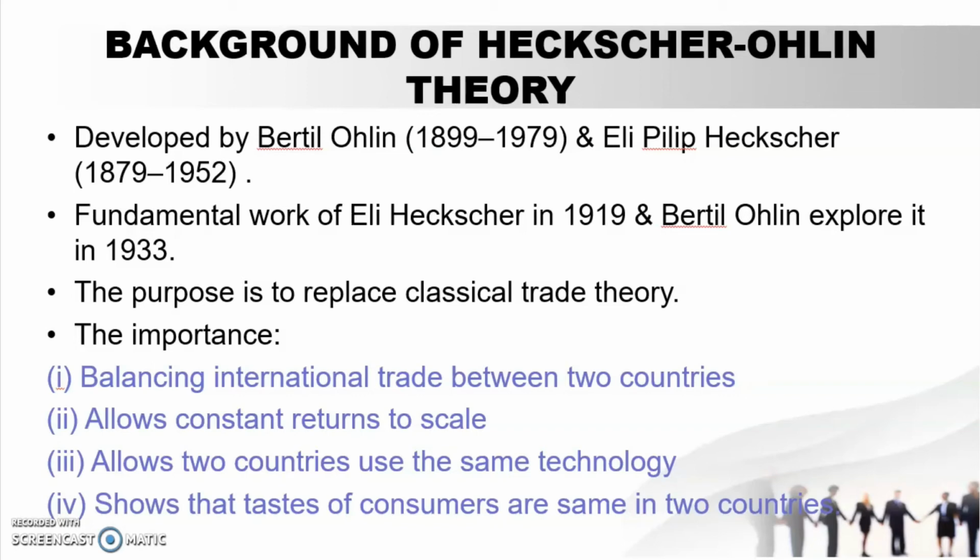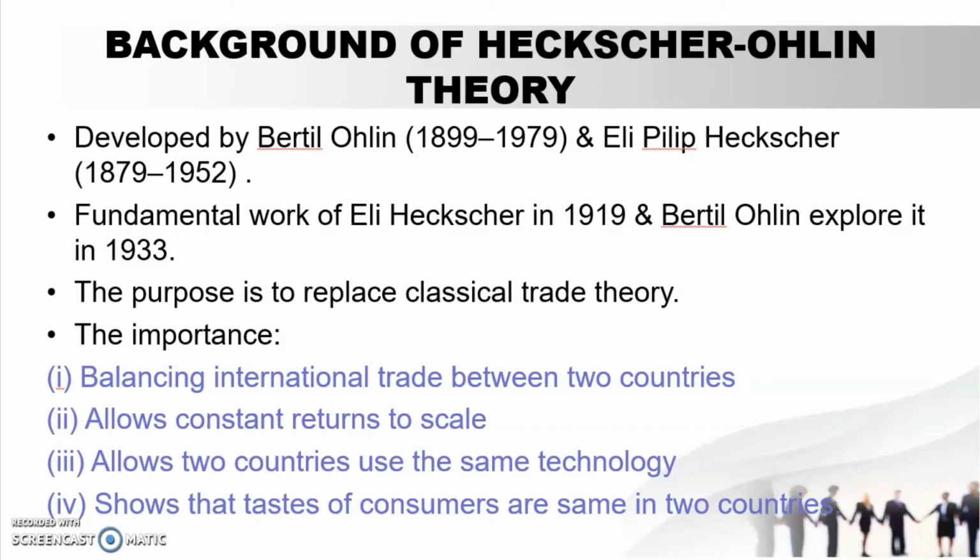The importance of Heckscher-Ohlin theory is balancing international trade between the two countries. It means that the total value of the two countries' exports are equal. Second, this theory allows constant returns to scale. It means that the inputs and produced outputs are both increased in the same proportion. So, if the quantity of labor and capital used per time unit are both increased by 50%, output would increase by the same 50%.